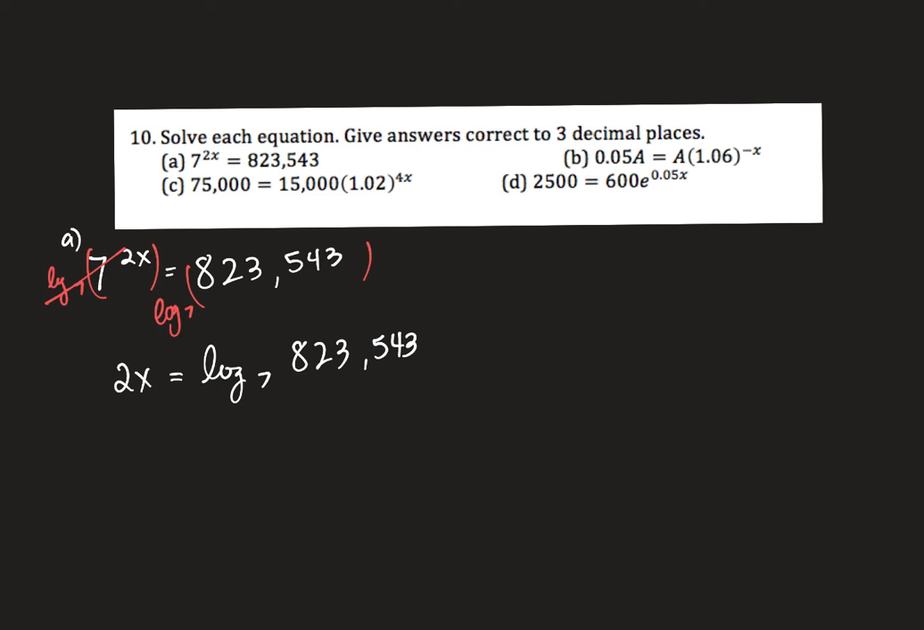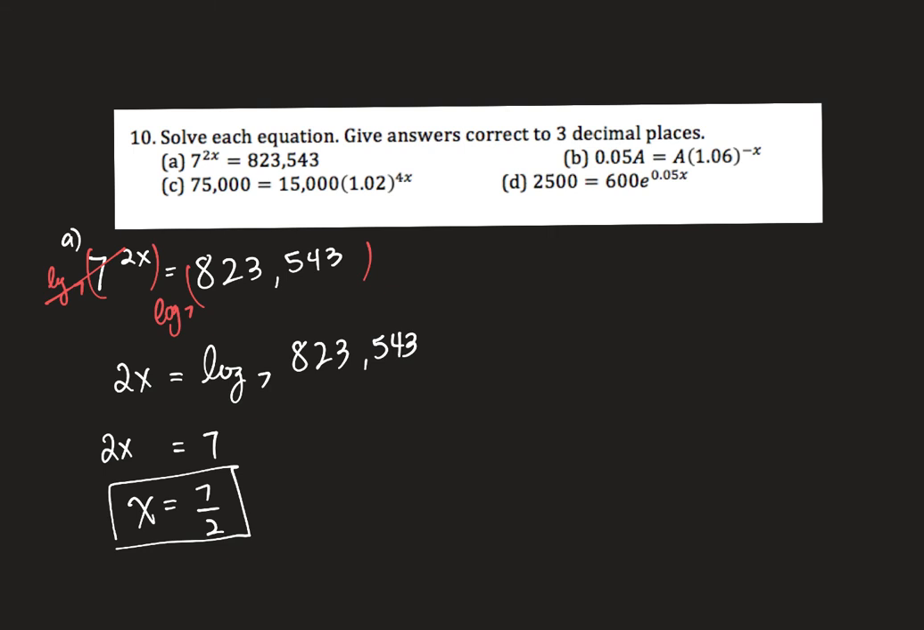From here, you can evaluate this using a calculator. And again, in the calculator, you would input log of 823,543 divided by log of 7. And inputting this into your calculator will give you 7. So 2x is equal to 7. Divided by 2, we have x is equal to 7 over 2, or 3.5. And again, you should check this in your calculator. So 7 raised to 7 over 2 times 2 will be equal to 823,543.